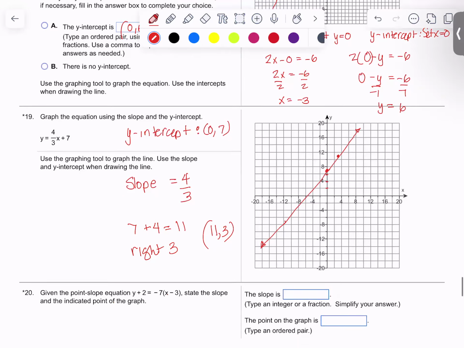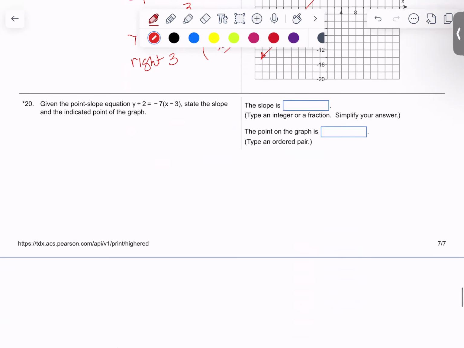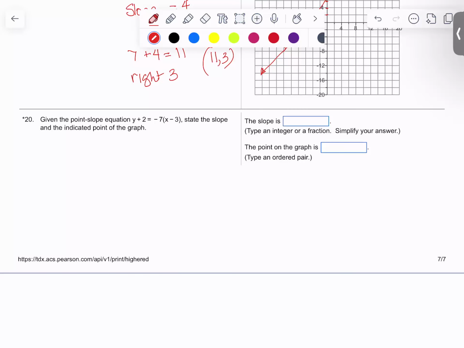All right, last problem. Woohoo! Given the point slope equation, state the slope and the indicated point of the graph. The slope is the number outside those parentheses, because remember, point slope form is y minus y1 is m times x minus x1. So this number outside those parentheses is the slope.